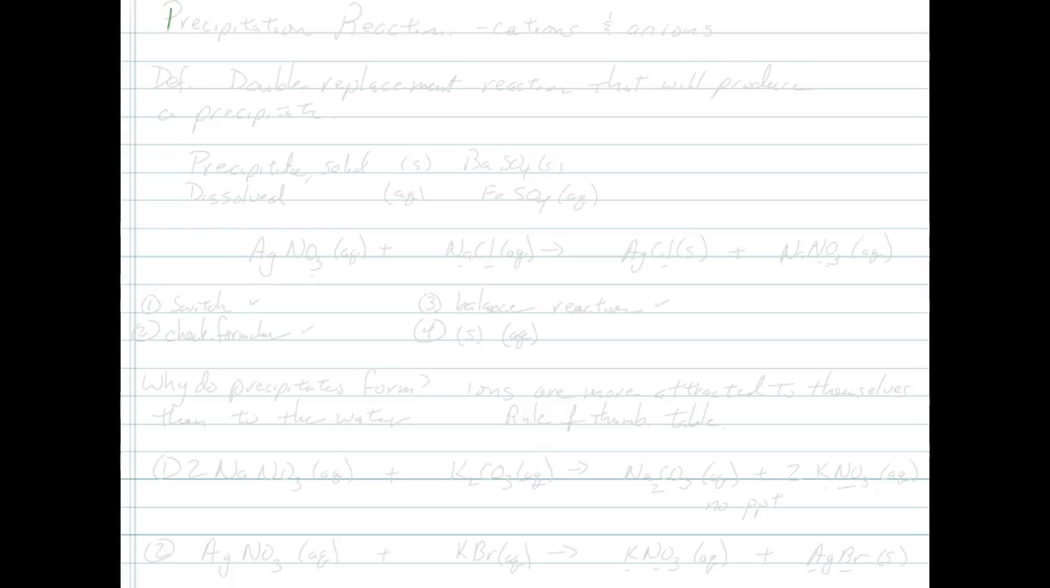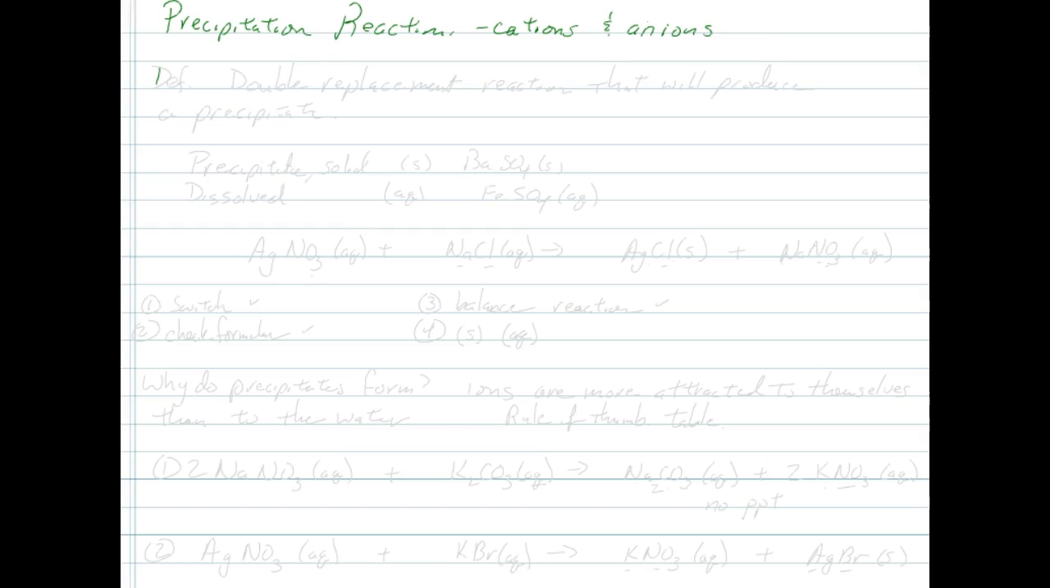This is a lesson on precipitation reactions. You must have cations and anions. You cannot have just one or the other. If you have the positive ions, you gotta have the negative ions.